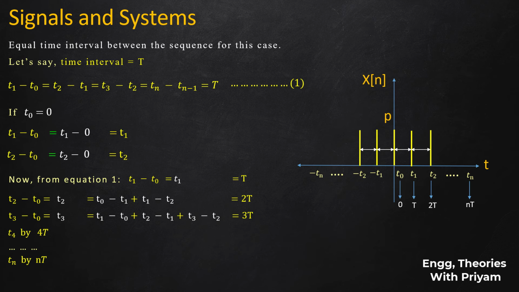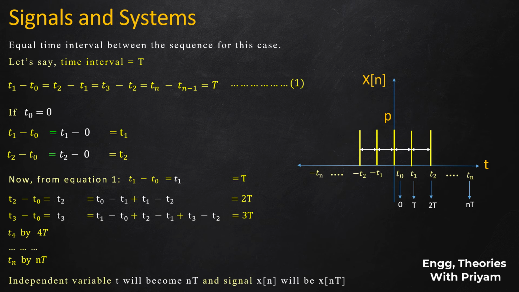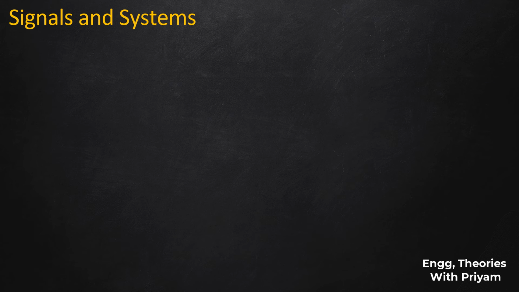So the independent variable t in the x-axis can be replaced by nT, and the DTS can be represented by x of nT. And if we cancel out T in the plot of x of nT, or consider T is equal to 1, then it will become 1, 2, 3, 4 up to n. And nT will become n, or x of nT will become x[n], where n is equal to 1, 2, 3, 4 up to n. Let us see the different representations for the discrete time signals.